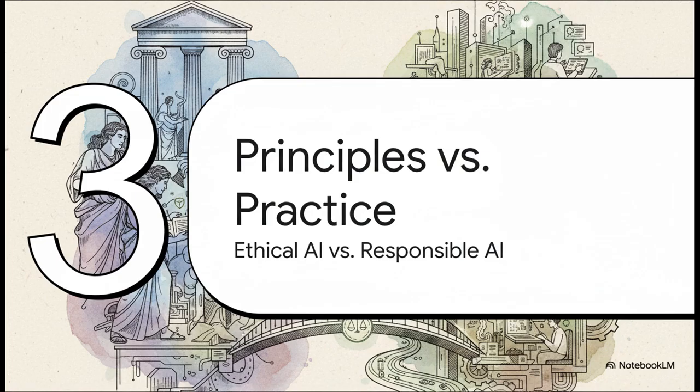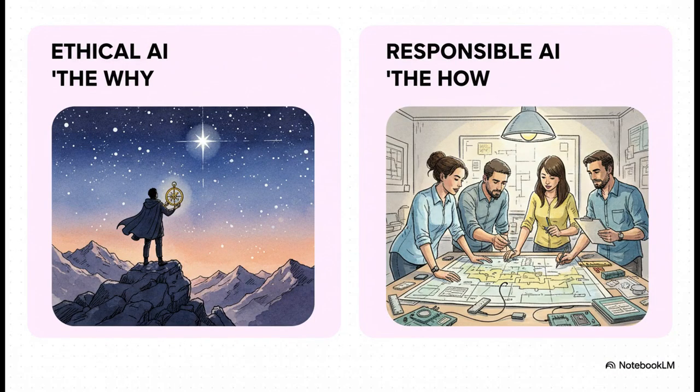Okay, number 3. This one's a big one. Principles versus practice, or as it's known in the field, ethical AI versus responsible AI. So, ethical AI, that's the why. It's the part where we step back and ask the huge questions, like, should we even be building this in the first place? What are the moral implications? It's the philosophy. Then you have responsible AI. That's the how. It's the nuts and bolts. It takes those big ethical ideas and turns them into a practical game plan, asking, okay, so we're building it.